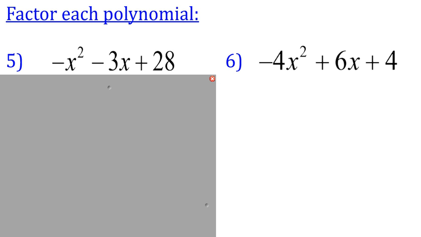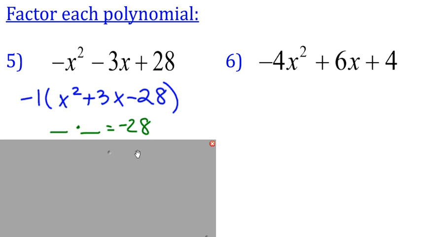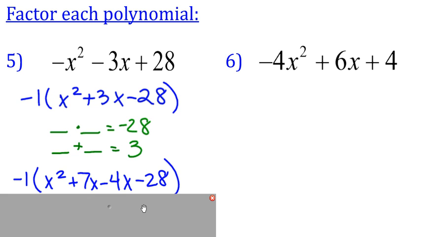Continue to factor. Again, look to see if you have a greatest common factor you can divide out. We typically don't use negative leading coefficients for our quadratics, so I will divide out a negative 1. Now, working with what I have here, what times what gives me negative 28, what plus what gives me 3? The numbers I can use would be a 7 and a 4, as long as the 7 is positive.